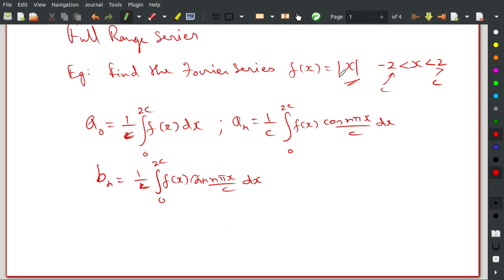Since this is mod x, mod means it is positive for all values of x. Therefore, we have to split this f of x. So f of x equals minus x in the range minus 2 less than x less than 0, and f of x is plus x in the range 0 less than x less than 2.